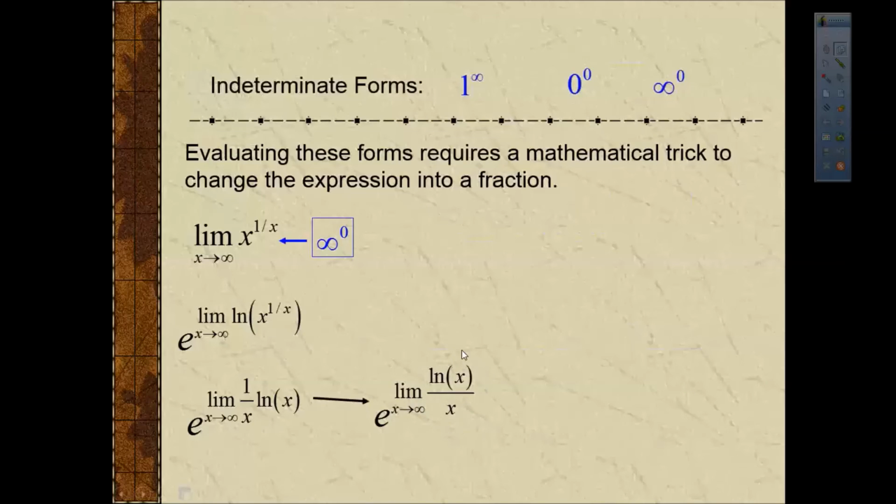And now as we look at this indeterminate form, if x goes to infinity, natural log of x goes to infinity. If x goes to infinity, x goes to infinity. This is the indeterminate form, infinity over infinity. We're finally in a position where we can apply L'Hopital's rule. That fraction form allows us to apply L'Hopital's rule. Derivative of natural log x is 1 over x. Derivative of x is 1. And the limit, as x approaches infinity, now goes to 0 over 1.